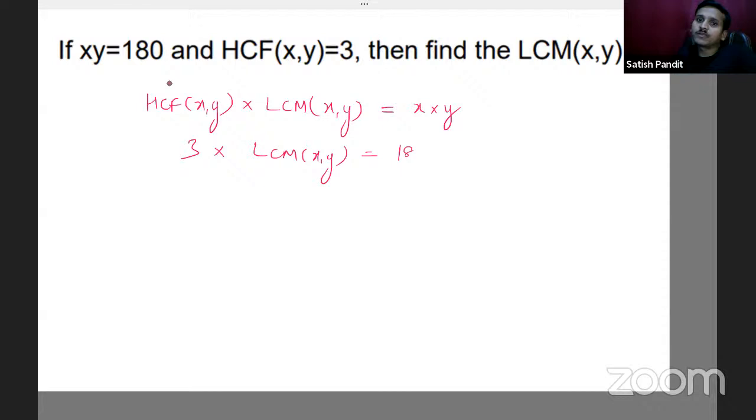x into y is 180. So what is the LCM of x comma y? 180 by 3. If you simplify, you'll get 60. Okay. So the answer is 60 and everybody has got it right. Very good.